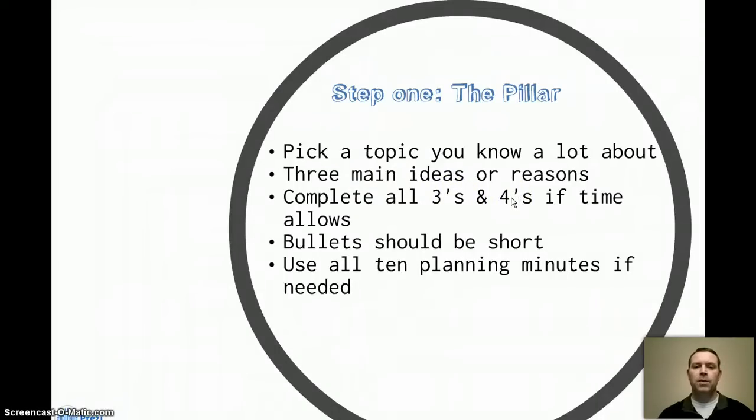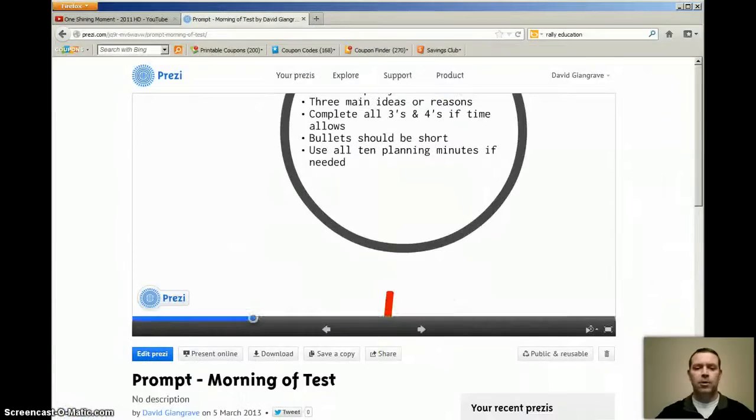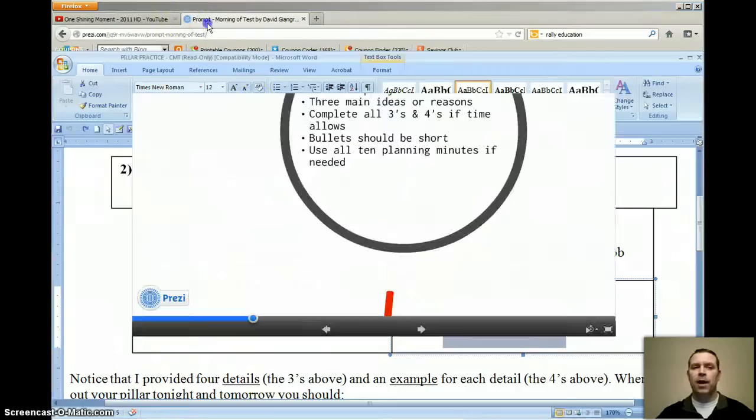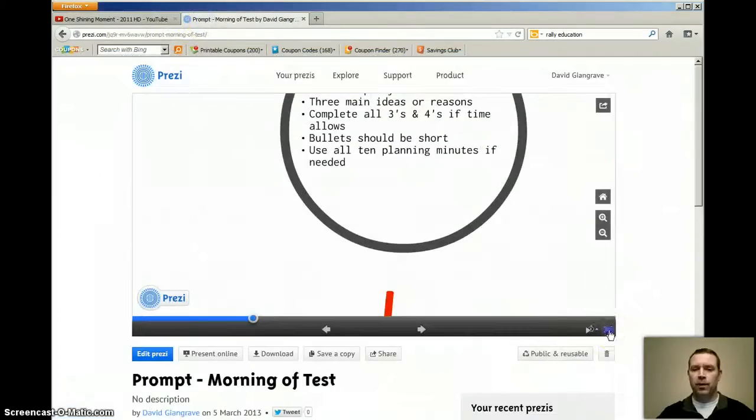Now, when you're filling in the pillar, you need to make sure that your bullets are short. In class yesterday, we were practicing some pillars, and some students were writing full sentences in your pillar. Absolutely not. You should be just writing 2 or 3 words. Again, if you go back and you look at the sample that I gave you, look at this. The most I've written in any of these boxes is 4 words. Hopefully it's only 1 or 2 because you're just brainstorming. You're putting down a couple of ideas so that later when you write the prompt, you can put in the full thought.